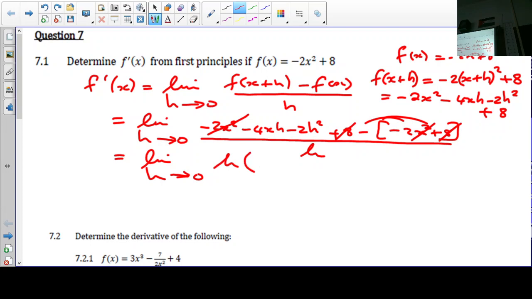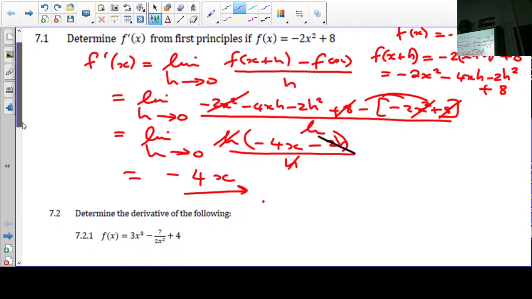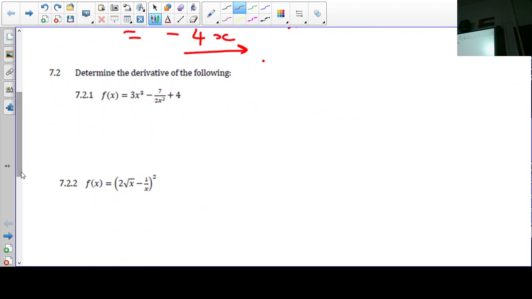We take out h as a common factor, although negative 2h is the full common factor here. I don't need that, because the reason for me wanting to do that is to get rid of that h in the denominator. Okay? By doing that, wherever I see an h, I can replace it with a 0. Once I do the substitution, the limit as h approaches 0 also falls away. So the answer is negative 4x.